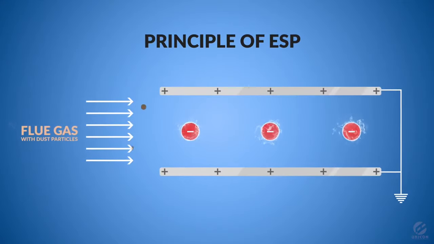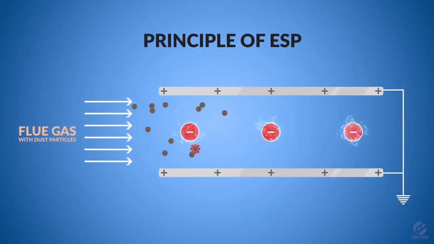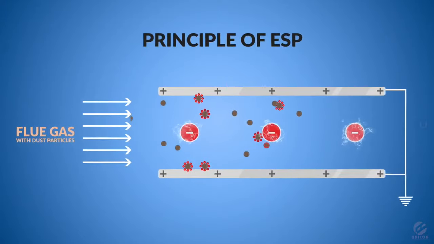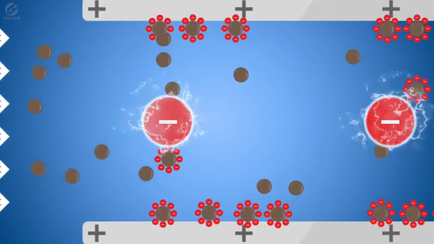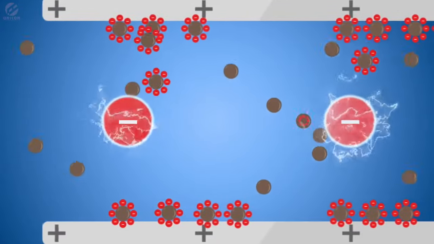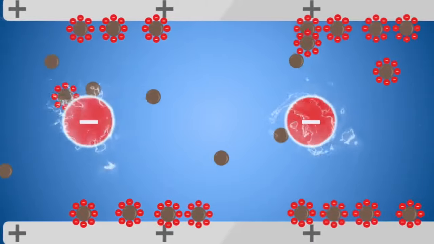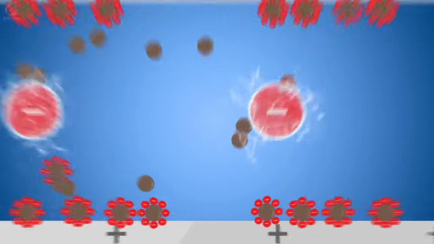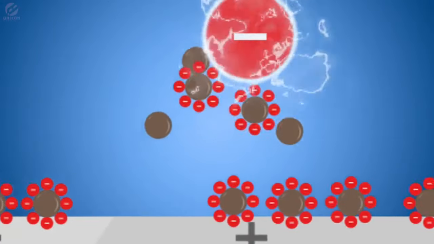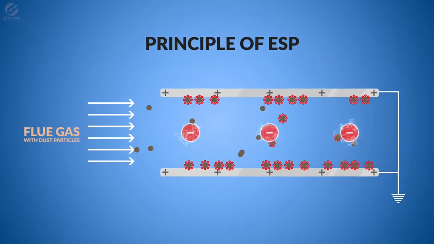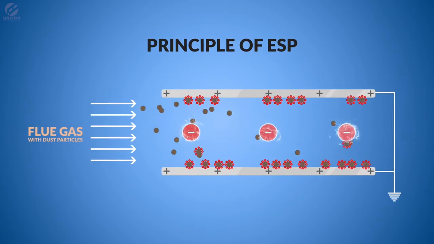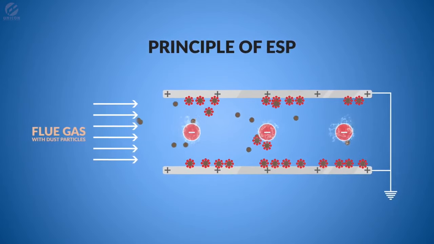Principle of ESP. When flue gas with dust particles is passed through a high voltage of electrostatic fields, electrons are released. The high voltage current is passed through the anodes. The leakage of current from the anodes is called corona. These electrons charge the dust particles negatively. The negatively charged particles stick to the cathode. This process is called collection.